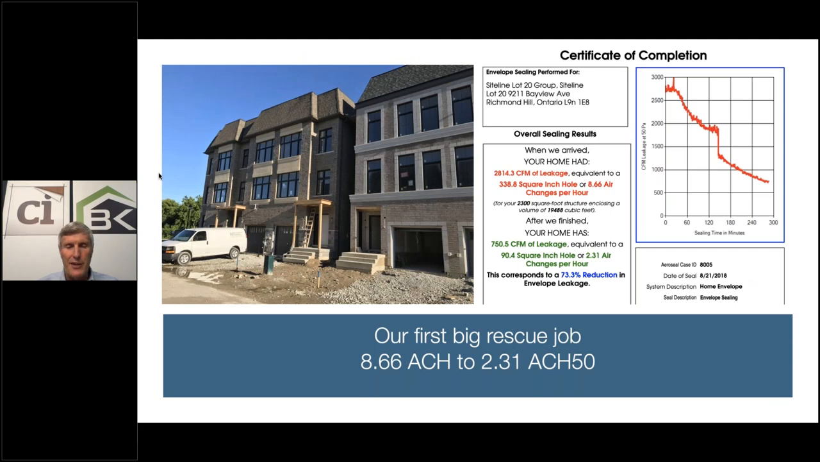And as a little example of that, first big rescue job, these houses were near completion, 38 townhouses, as bad as 8.66 air changes per hour, down to 2.31 in a matter of a few hours. This is a builder that had to meet an air tightness requirement to meet their local code requirements. They had to meet a level of 2.5 air changes. They had almost had the houses finished before they really thought about it and found out their houses, the best of the houses was 4.5, the worst was 8.66.